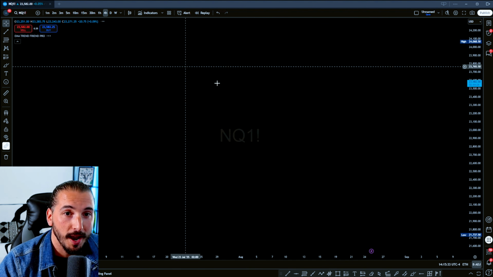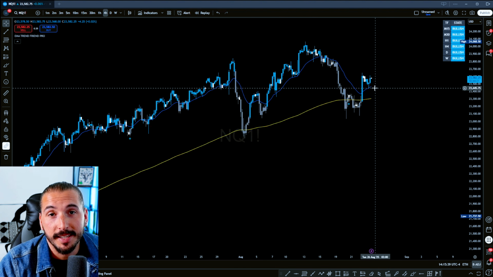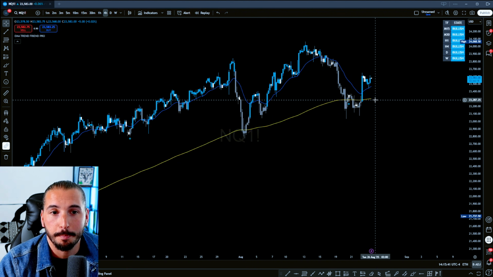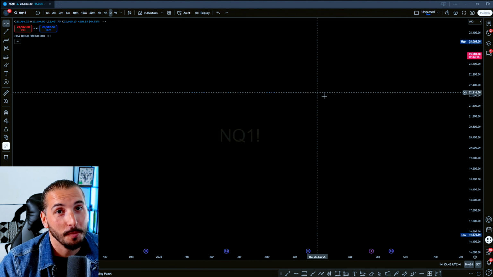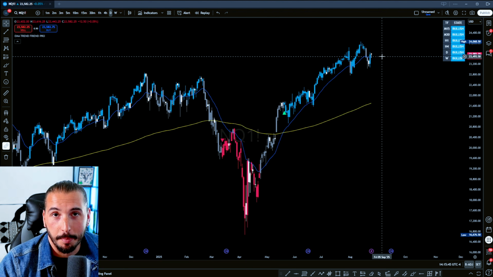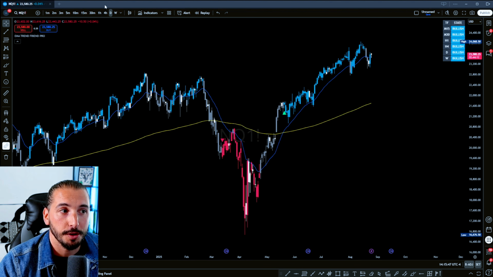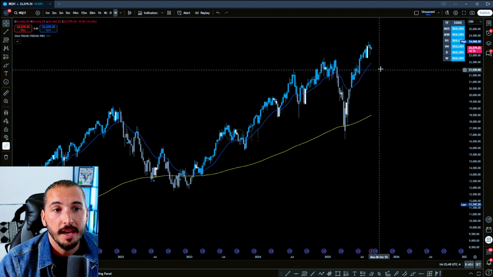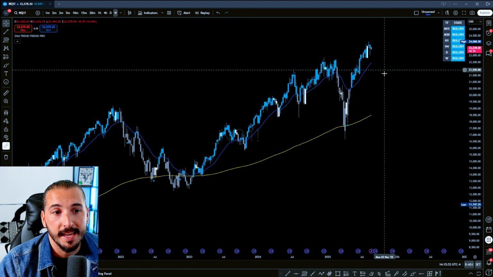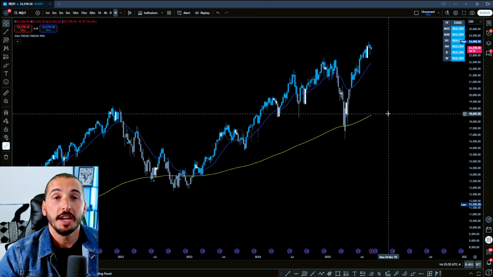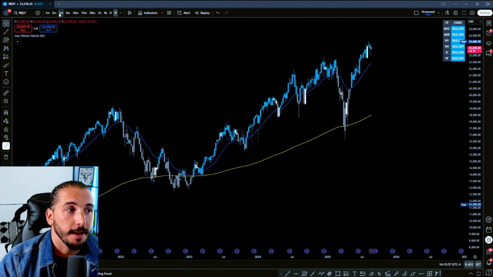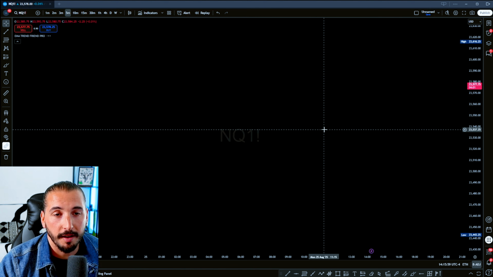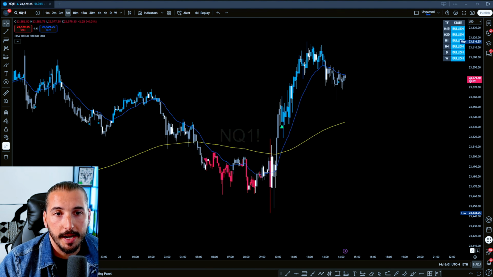If we go to a 4-hour, we have the same thing. Price is above the 21 EMA, which is above the 200. You get the point. We're going to go to the daily. Price is above the 21 EMA, which is above the 200. And if we go to the weekly, price is above the 21 EMA, which is above the 200. So very quickly, if you are trading a lower time frame like the M5, you can quickly look here.